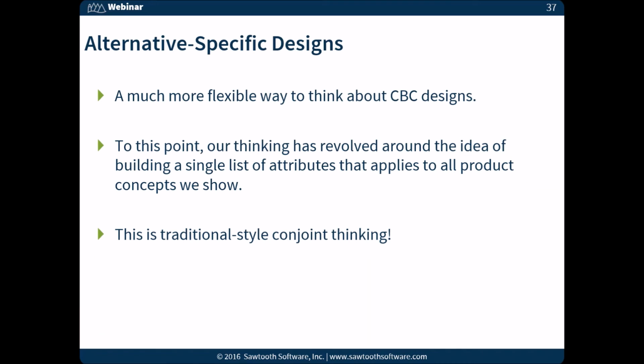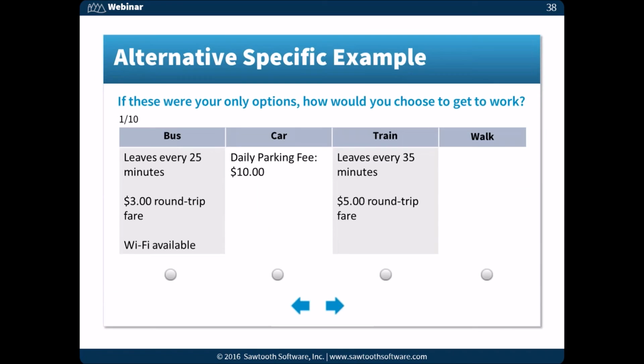Up to this point, our thinking has really revolved around this idea that we build a single list of attributes, and all of those attributes apply to every product concept that we show. And this is traditional style conjoint thinking. Nothing wrong with that at all. But sometimes it just doesn't make sense, right?